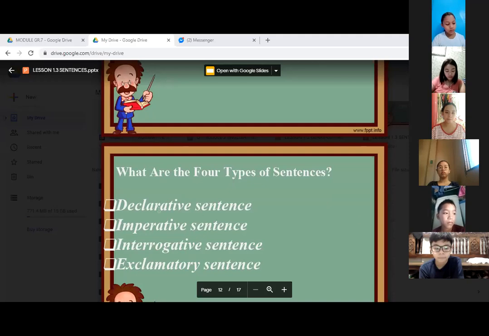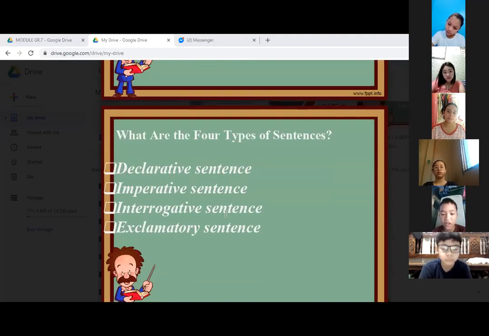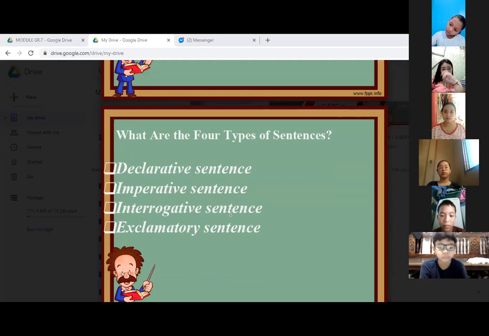So now we have four types of sentences. The first one is declarative. Second one, imperative. Third one, interrogative. And fourth one, exclamatory. So this is what we call types of sentences according to purpose. We have different purposes in saying something, right? Halimbawa tayo nagsasalita, we have different purposes kung bakit natin sinasabi yon. Pwedeng nagtatanong ako, pwedeng nagbibigay ako ng opinion. So, meron tayong iba-ibang way, okay?